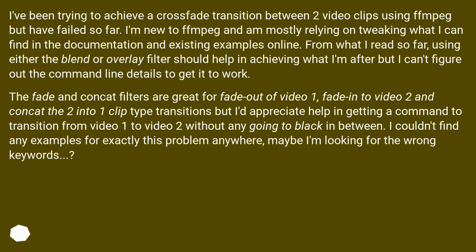The fade and concat filters are great for fade out of video 1, fade into video 2 and concat the two into one clip type transitions, but I'd appreciate help in getting a command to transition from video 1 to video 2 without any going to black in between. I couldn't find any examples for exactly this problem anywhere. Maybe I'm looking for the wrong keywords.